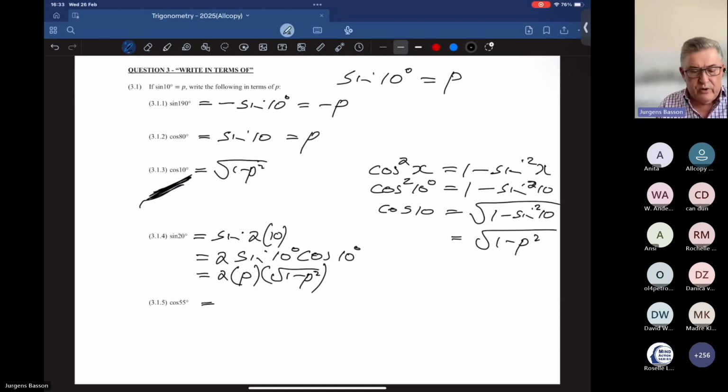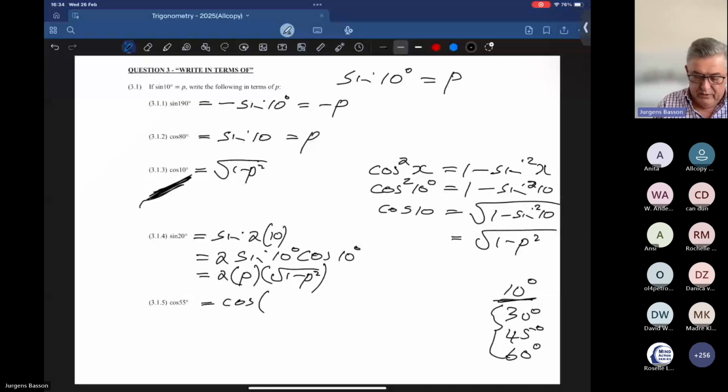Now, the key with compound angles in these problems, you must use 10 degrees. So 10 degrees you need to use. And then you have a choice of 3 special angles. Which special angle with 10 will give you 55? I don't think I need to tell you. You all know, and you all agree this is 45 plus 10.